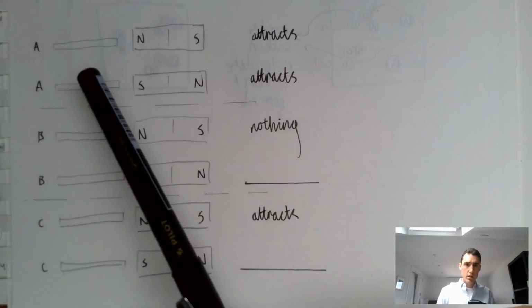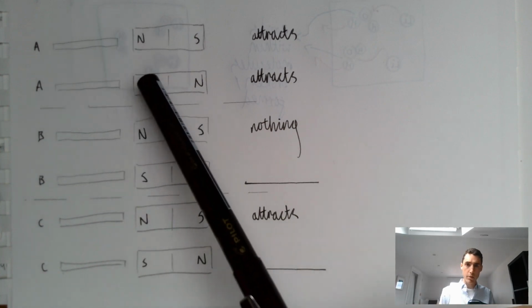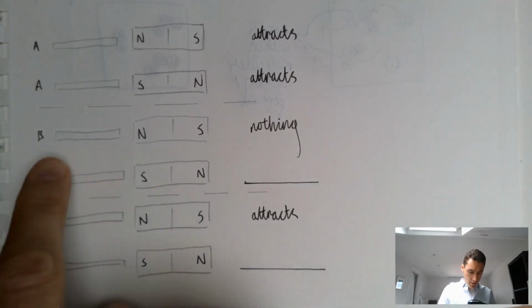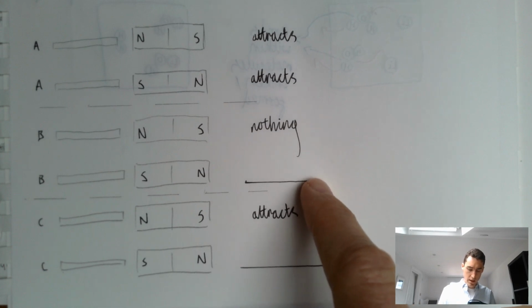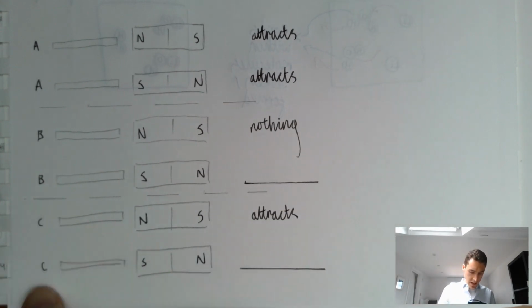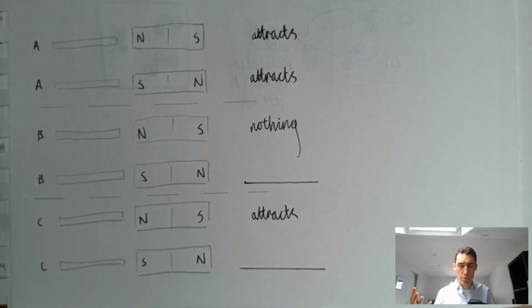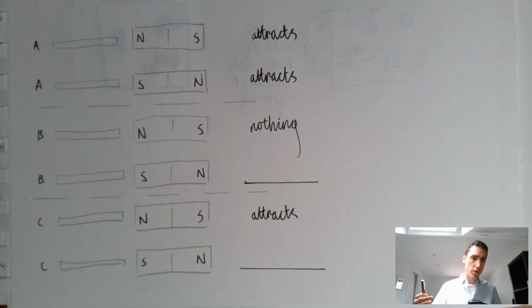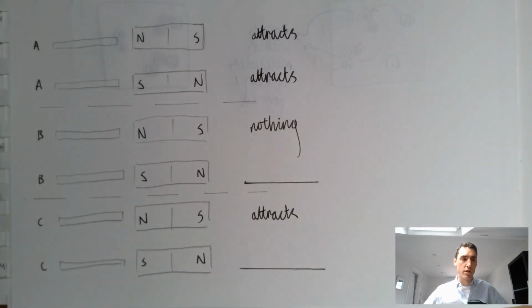So you've given this first one, that if A is brought near to the north or the south pole, the magnet attracts it. If B is brought near the north pole, nothing happens, and you've got to work out what's going to happen if it's brought near the south pole. And then with C, if it's brought near the north pole, it attracts, and you've got to work out what happens if it's brought near the south pole. And then from that, you've got to work out which rod is which, the copper, the iron, or the magnet.